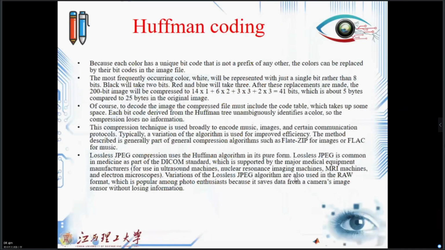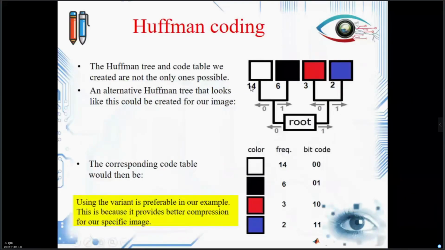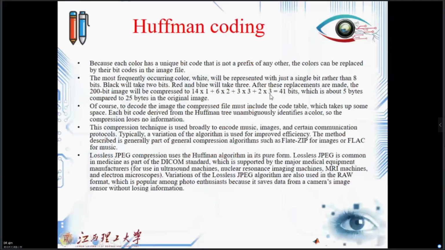Let us see once more in more detail about this Huffman coding. You know that because each color in this method has a unique code that is not a prefix of any other, the color can be replaced by the bit codes in the image file. The most frequently occurring color, white, will be represented with just a single bit rather than 8 bits. Black will take 2 bits, red and blue will take 3.